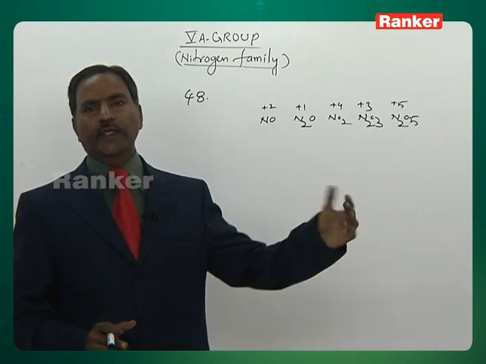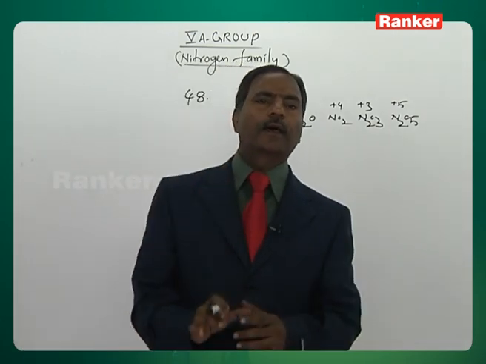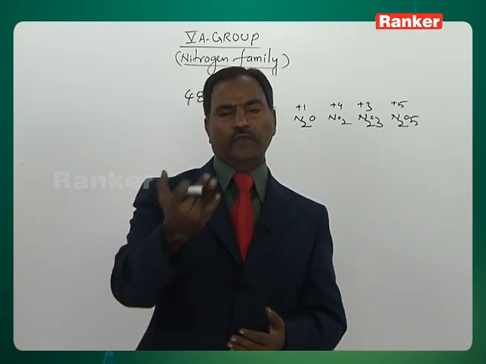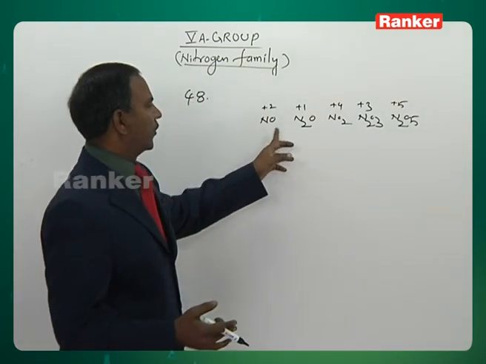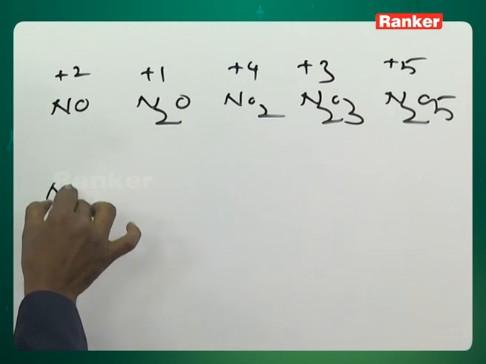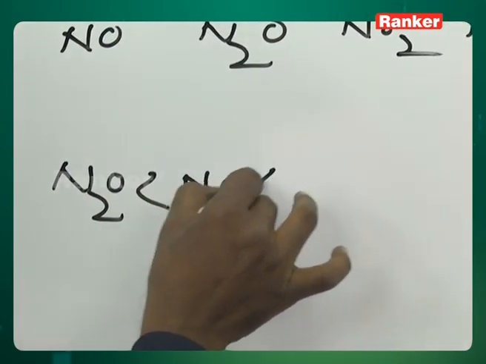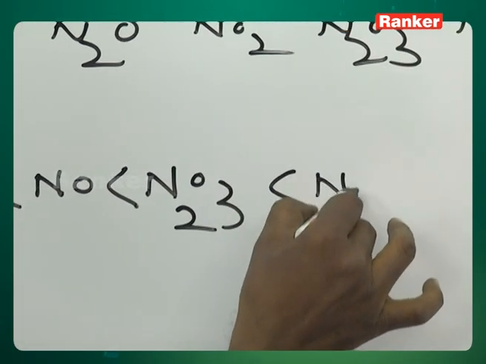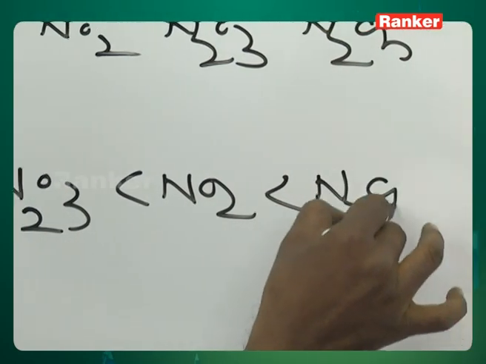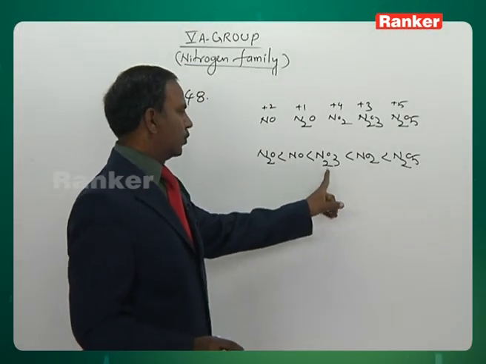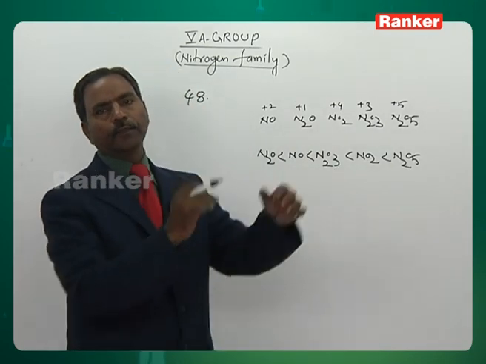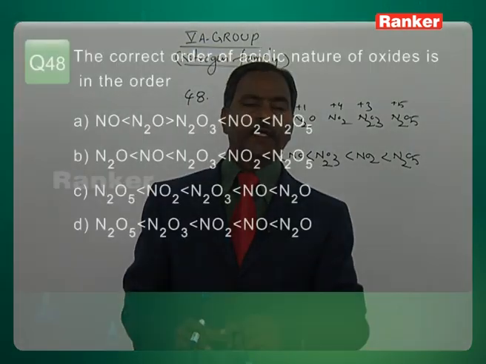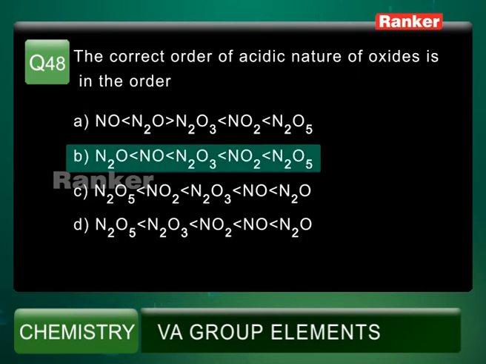As the oxidation number increases, the acidic strength of that particular oxide increases. Therefore, according to this, N2O should come first. N2O is less than NO is less than N2O3 less than NO2 less than N2O5, plus 1, plus 2, plus 3, plus 4, plus 5. Gradually, oxidation number is increasing, then acidic nature of oxide also increasing. Therefore, question number 48, answer is B.